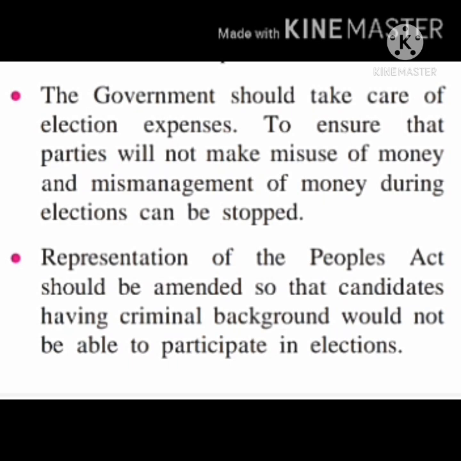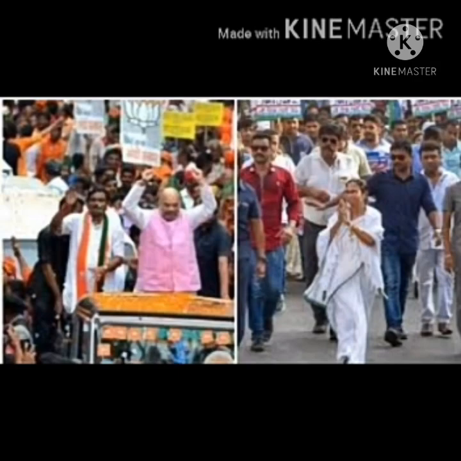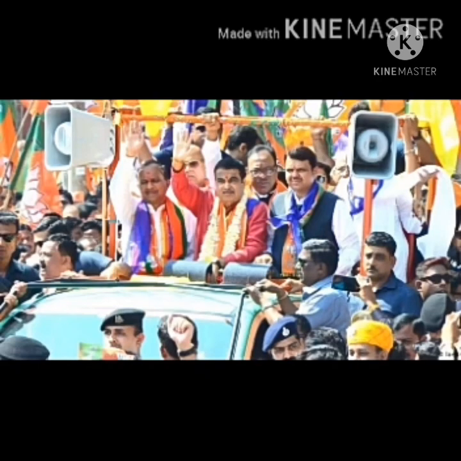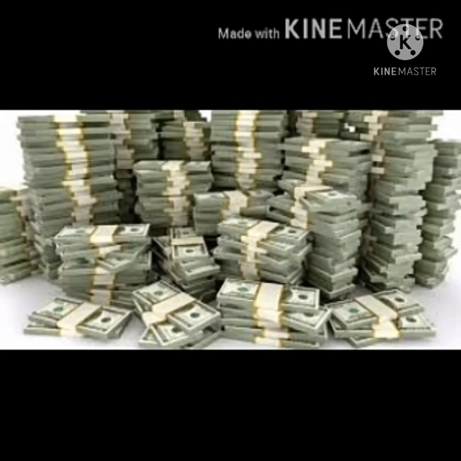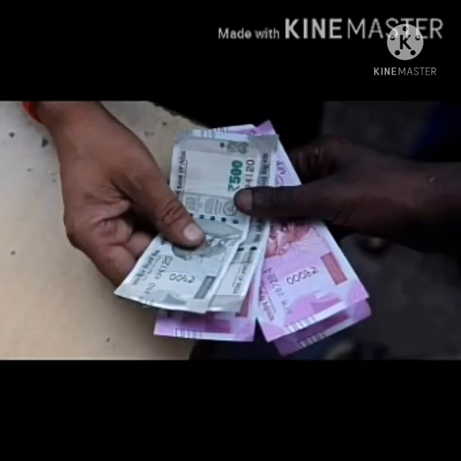The third reform is the government should take care of election expenses. This ensures that parties will not misuse money, and mismanagement of money during elections can be stopped. During elections, candidates spend money on campaigning, advertising their party, etc. So excess amount should not be spent, and also there should not be misuse of money. That means giving money or articles to people to get votes.